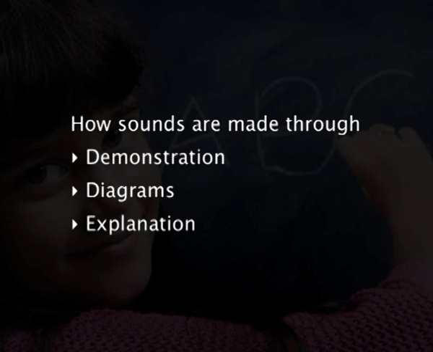If the student cannot make such distinctions, they will find it almost impossible to produce the two different English phonemes. Here, a phoneme is the smallest sound unit. There are two ways of dealing with this issue. In the first place, we can show students how sounds are made through demonstration, diagrams and explanation. But we can also actually train the students' ears and help them to speak correctly.